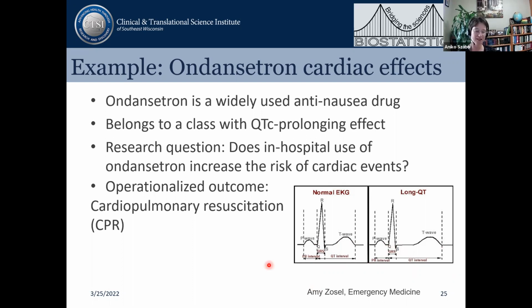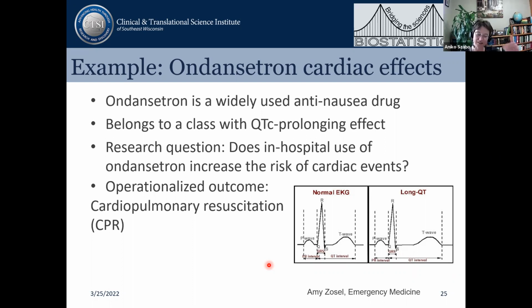That means the electrical conduction in the heart is not quite like it should be. It's a risk factor for arrhythmias, and that's a risk factor for actual cardiac events like heart attacks. So the question she wanted to answer was, since it's so widely used, and even though it's QT prolonging, does it actually increase the risk of actual cardiac events?